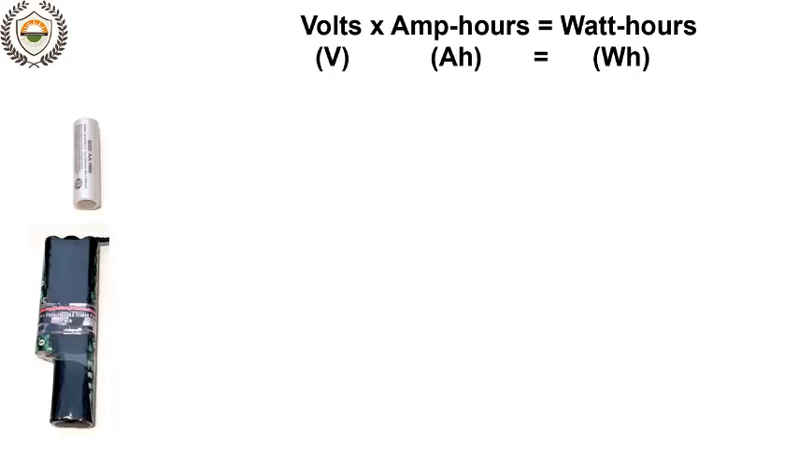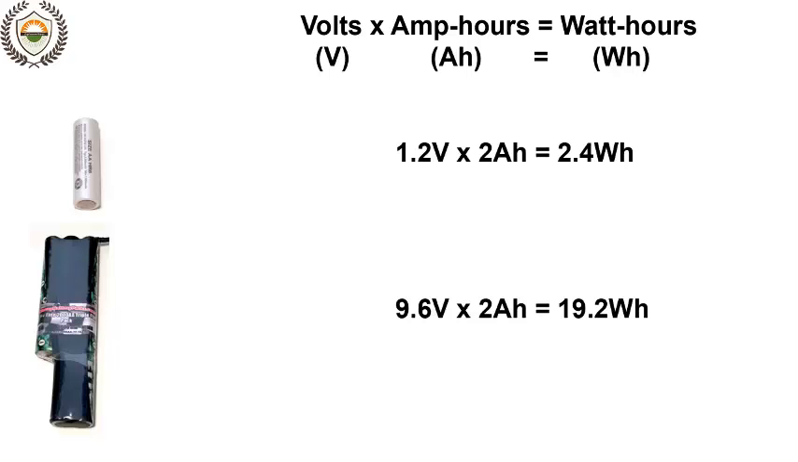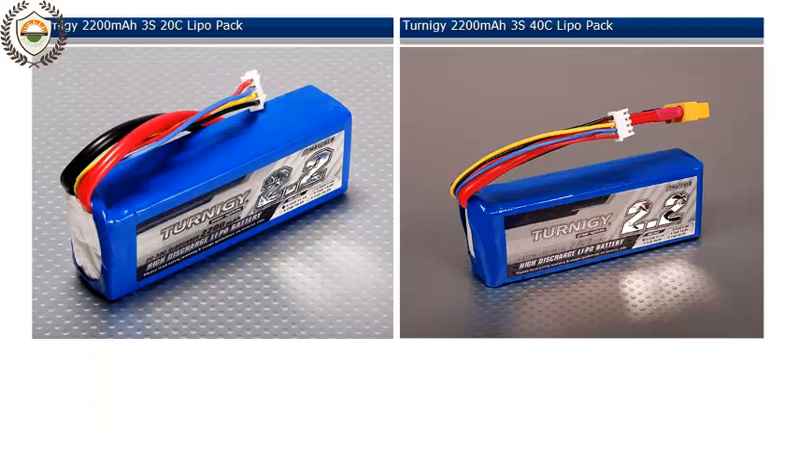So one way we can compare the stored energy of these two batteries is to use another unit called watt hours. Volts times amps equals watts, so you can probably guess that volts times amp hours equals watt hours. The single cell has a capacity of 2.4 watt hours, and the larger battery pack has a capacity of 19.2 watt hours. Now it's more obvious which battery stores more energy, because we're comparing apples to apples and watt hours to watt hours. Now let's talk about C ratings.